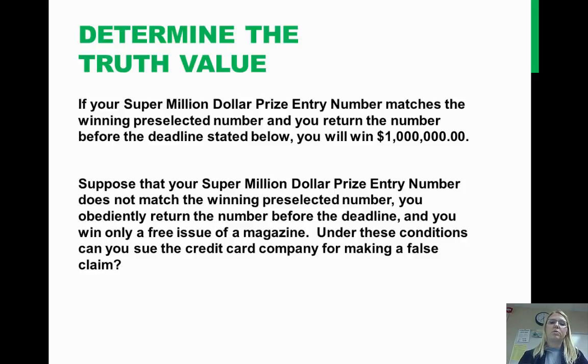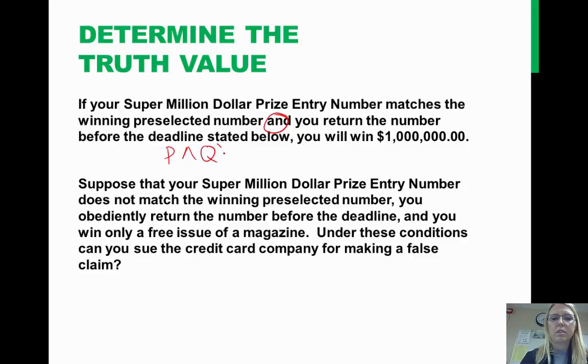So now we want to determine the truth value. If you have a super $1 million prize entry number that matches the winning pre-selected number, you return the number before the deadline stated below and you will win $1 million. So let's set up our truth statements for this. If your $1 million prize entry number matches the winning selected number, that first statement is a P, and you return the number before the deadline stated below, that would be a Q for that part.